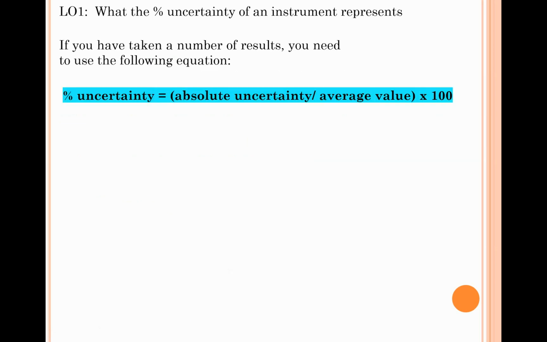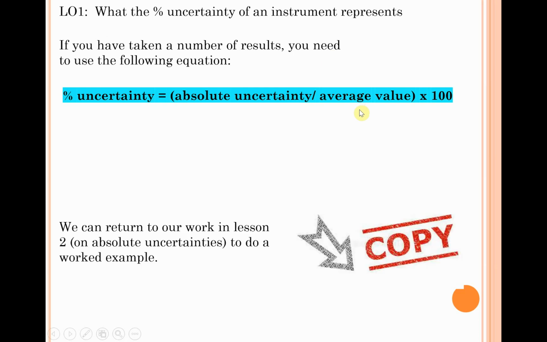Now, if you've taken a number of different results, so let's say for instance you didn't just measure the length once, you measured it several times, and you then of course calculated the average of those lengths, as we did back in the second lesson on absolute uncertainties, we need to utilize this equation here. And your percentage uncertainty is now equal to your absolute uncertainty, which you've done back in topic 2. That's pretty much as we've seen plus or minus half the range of results, top bottom. You split that in two, you can go up half, down half, and you input in your average value you've got, and you multiply it by 100.